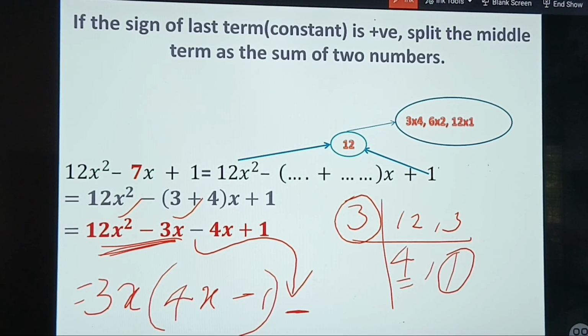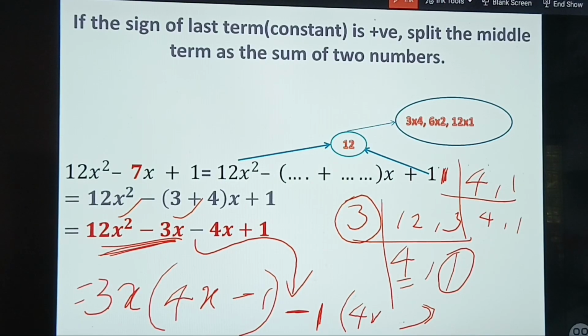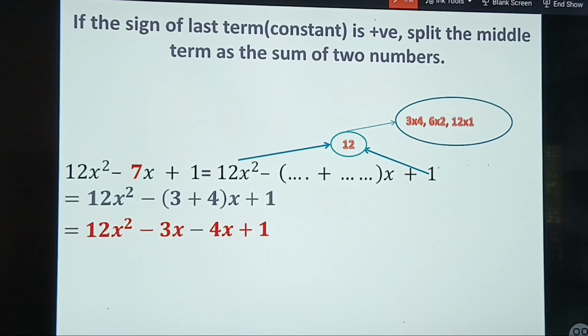For 4x and 1, there is nothing common except 1. So 1 is taken common, and the 4x remains the same 4x. And since we have taken the minus sign common, the last sign changes, the plus changes to minus 1. This is the way we have to factorize.